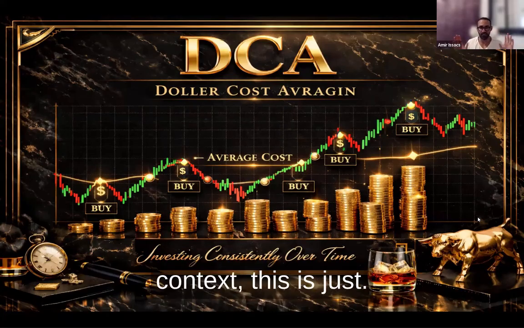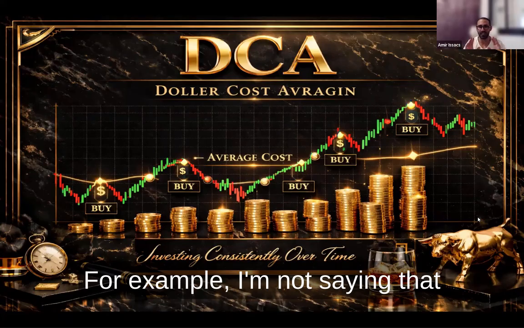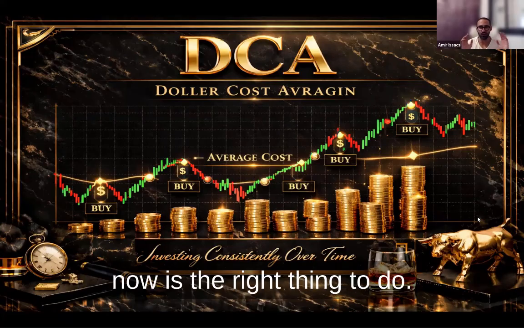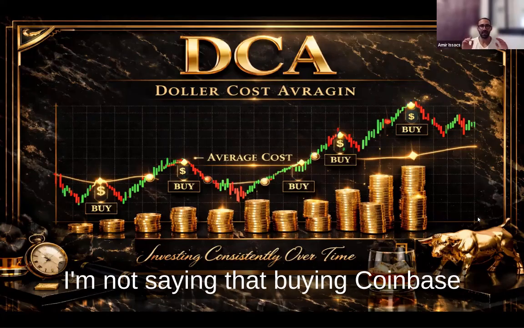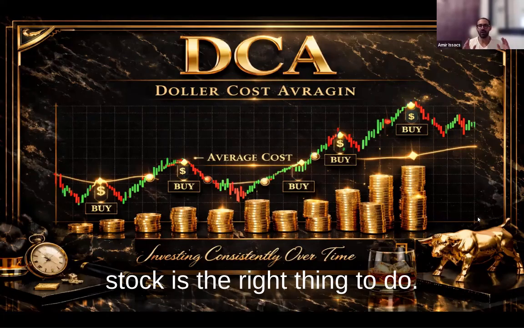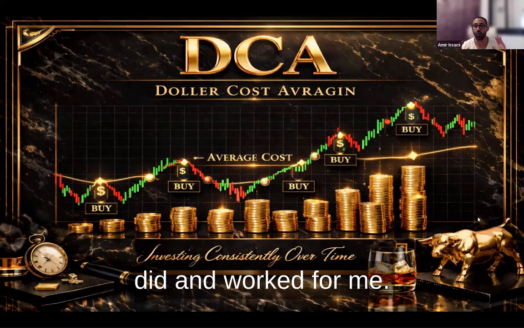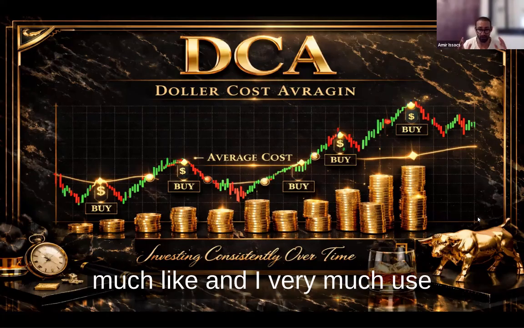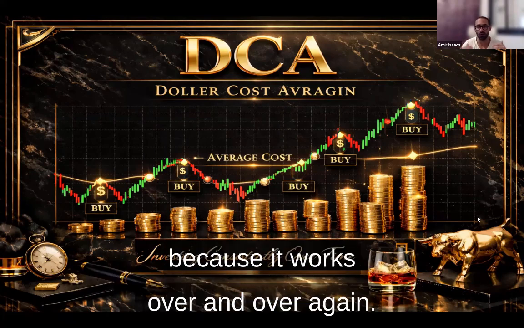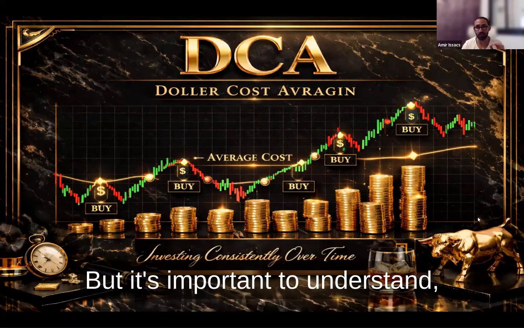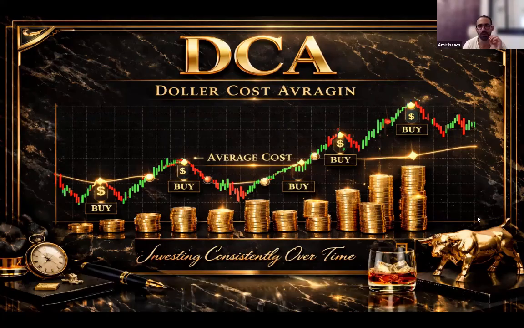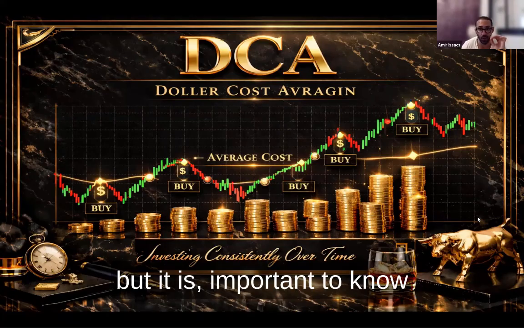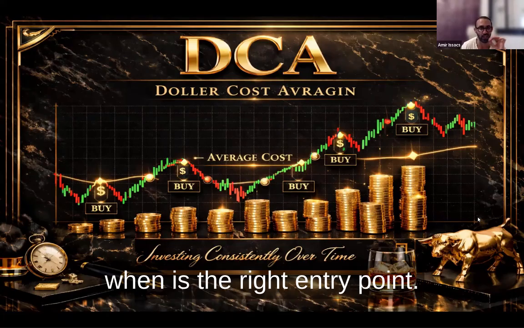And this is just for context. This is just for example. I'm not saying that doing it on Bitcoin right now is the right thing to do. I'm not saying that buying Coinbase stock is the right thing to do. I'm just saying what I did and what worked for me. It's a strategy that I very much like and I very much use because it works over and over again. But it is important to know when is the right entry point.